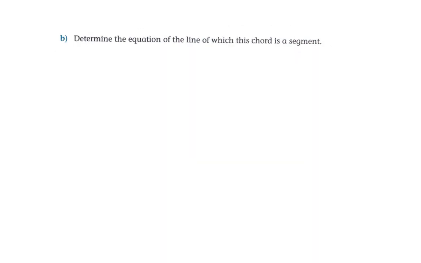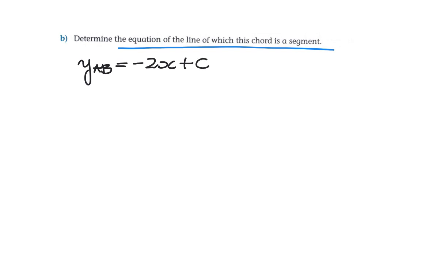Question B asks us to determine the full equation of the line which is a chord. So there is a chord AB, which is a straight line, which has a gradient of minus 2. So the equation will be y equals minus 2x plus c. How to find the c? We sub in the point that lies on this line, and that's my point M with coordinates 6 and 3.